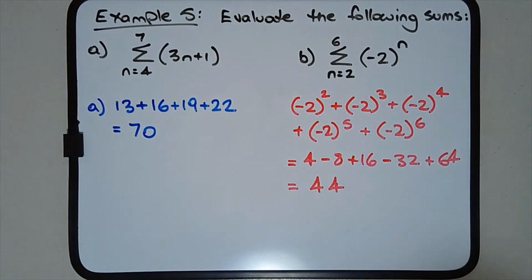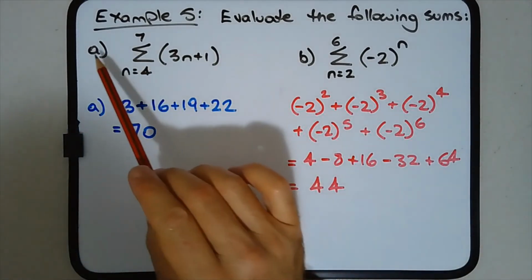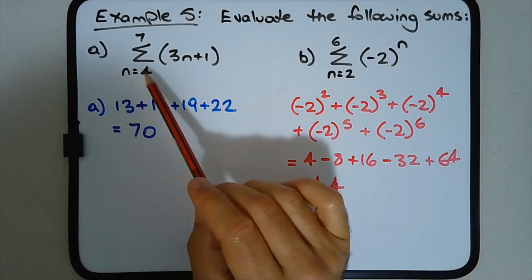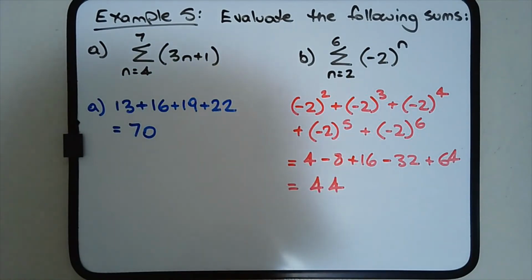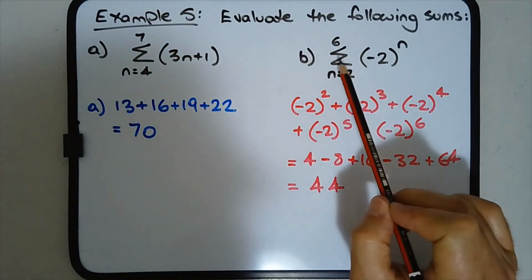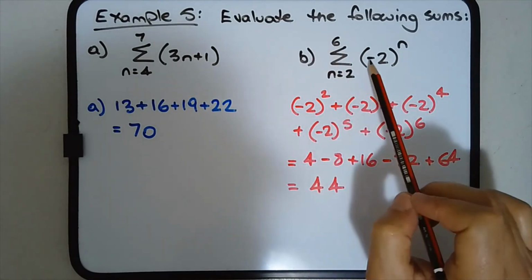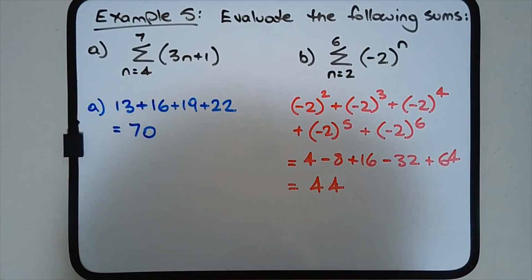Example 5. Evaluate the following sums. Part A, the sum from n equals 4 to 7 of 3n plus 1. And B, the sum from n equals 2 to 6 of negative 2 all to the power of n.